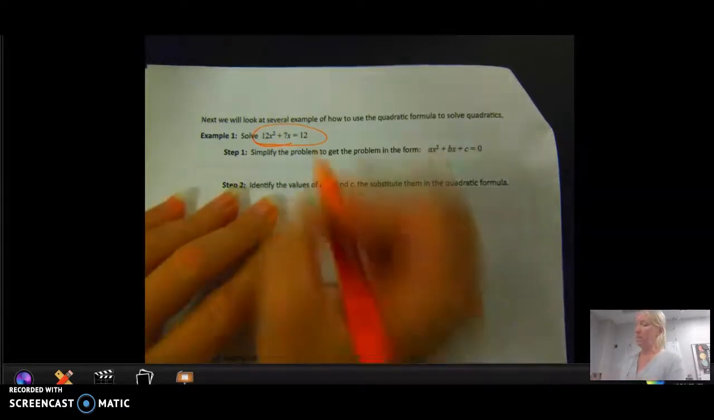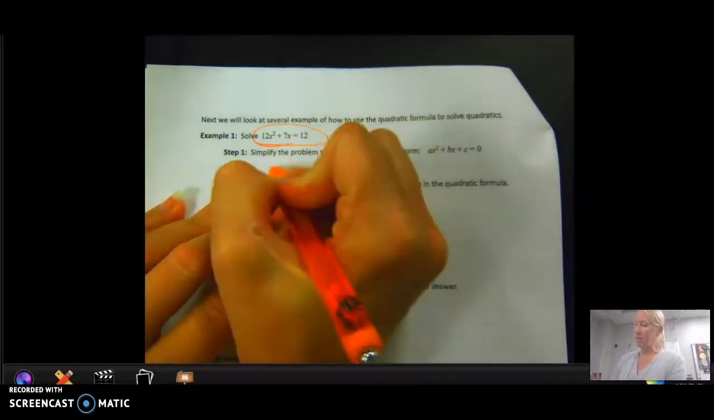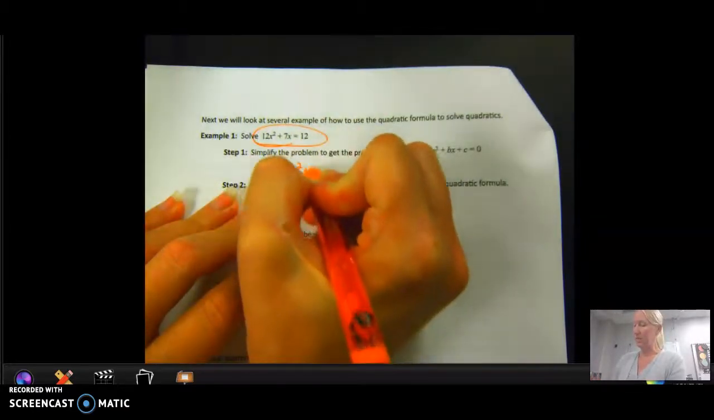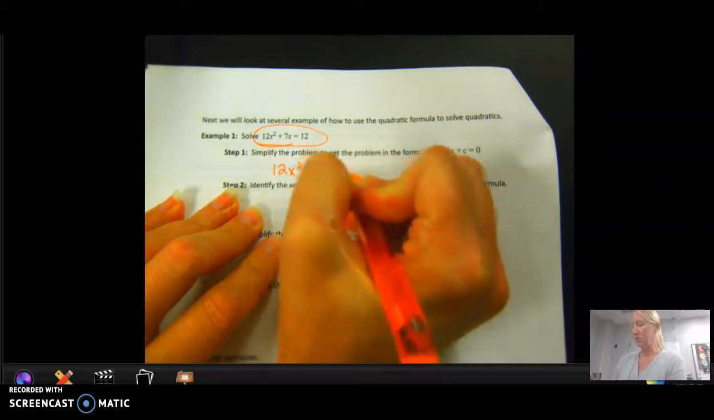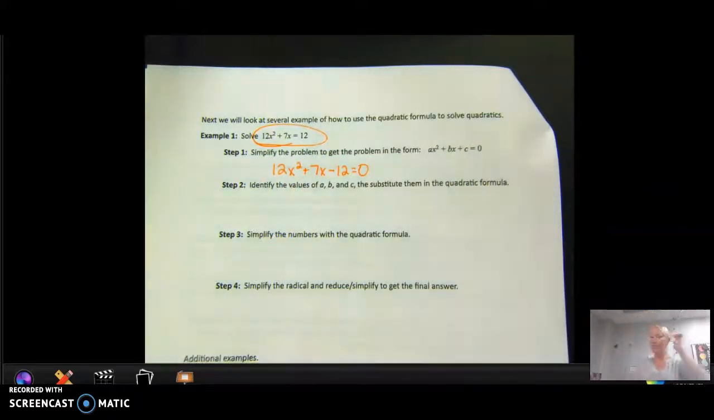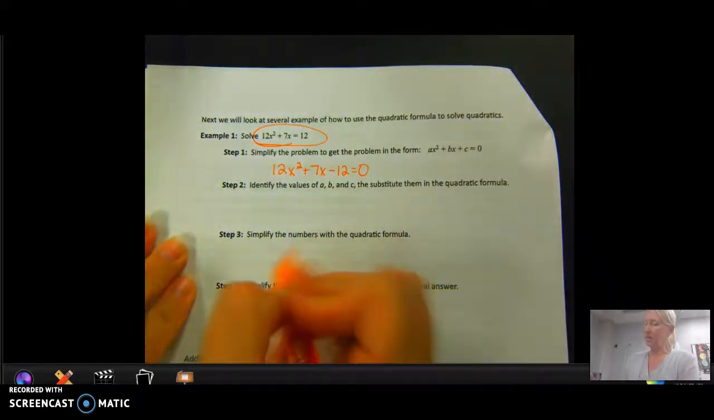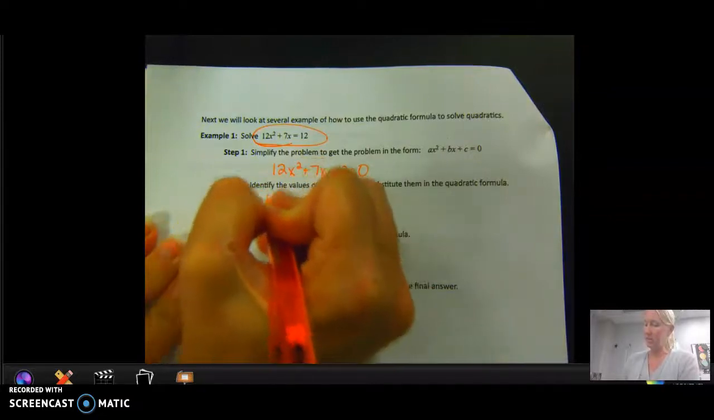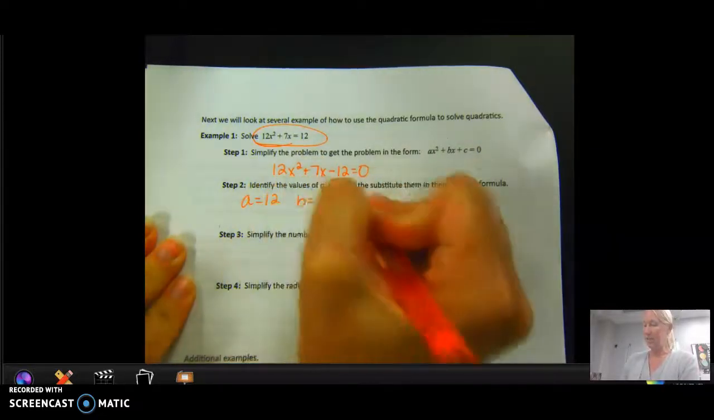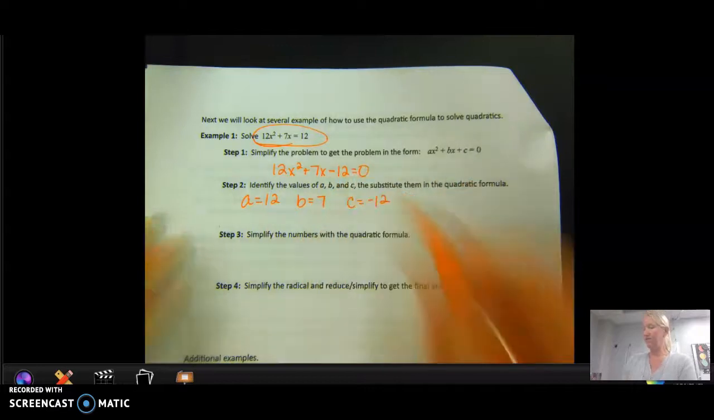So in order to do that, I subtract 12 from both sides. So I get 12x squared plus 7x minus 12 equals 0. So now that I have it in that form, I need to decide what the a, the b, and the c are. A is 12 here. B is 7, and C is negative 12.